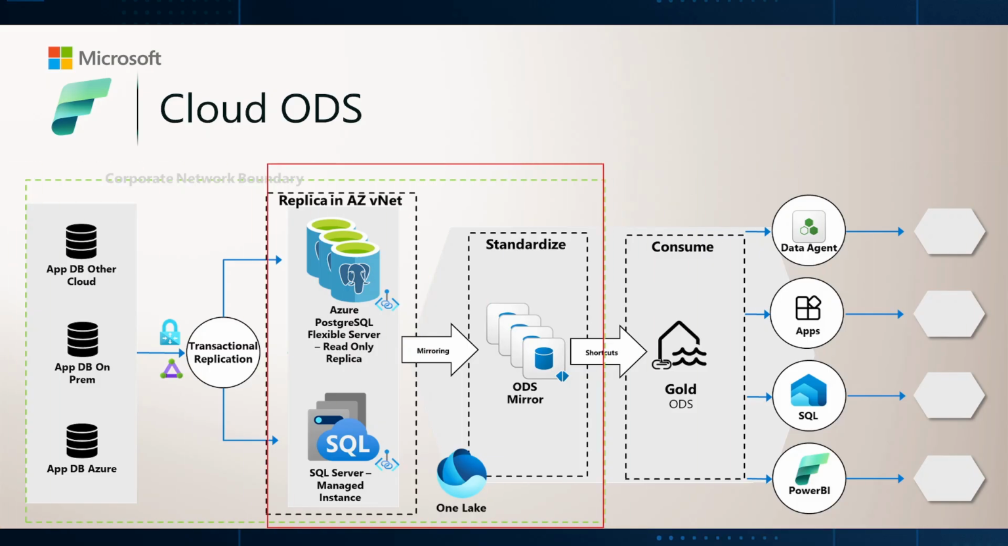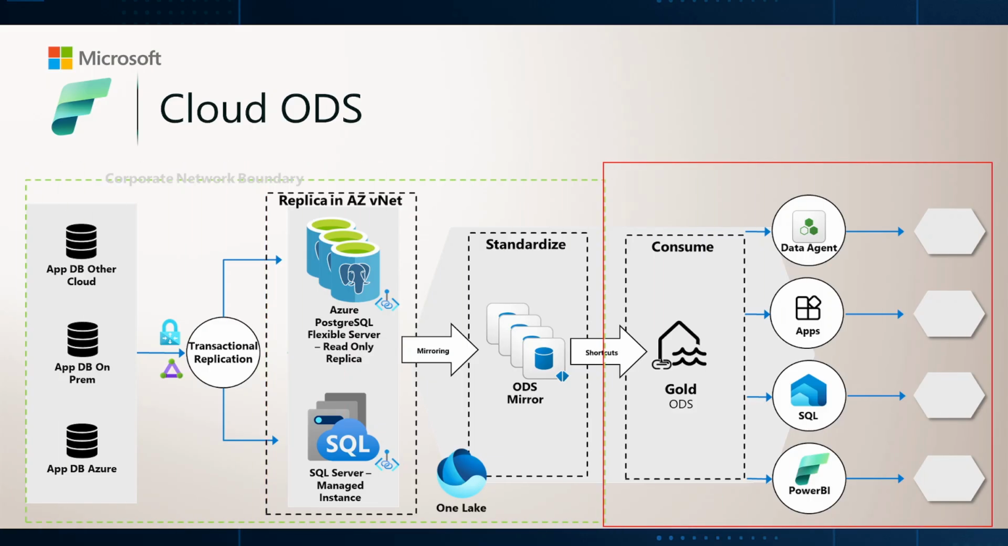The second boundary is our network isolated Fabric landing space. Here we secure and standardize data with low latency database mirroring in Microsoft Fabric. This enables us to have a single query layer where customer data can be accessed and consumed downstream.